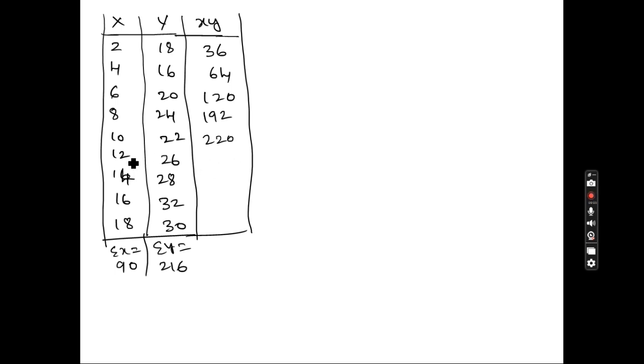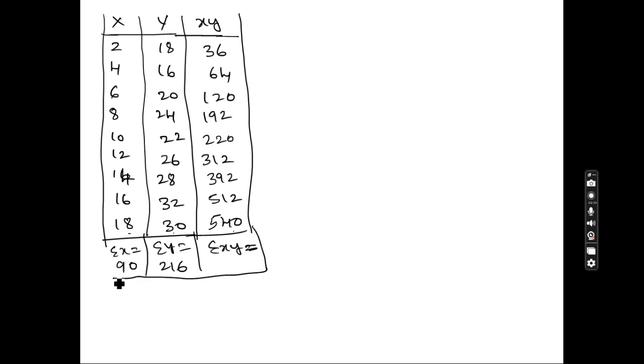Next, 26 twelves is 312, and 28 fourteens is 392. Next, 16 times 32 is 512, and next, 30 into 18 is 540. I am just multiplying all of these, 18 into 30 is nothing but 540. I multiplied only the x and y values. So what will you get here? The xy total. Write down the xy total.